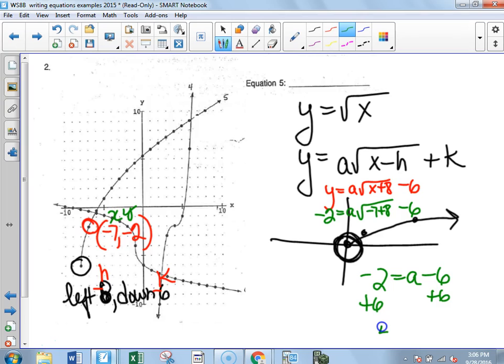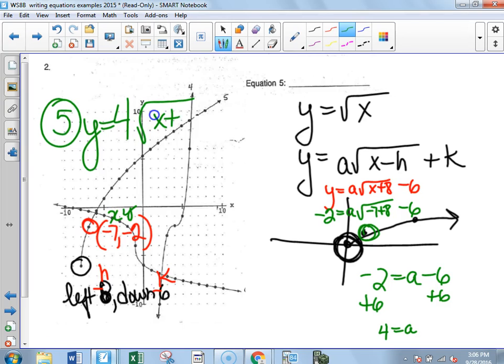Couldn't you just do it like the point? That point used to be 1, 1. Yes, this point right here used to go up 1 and over 1, and it went up 4 and over 1. So that's our check. So final answer, for what number are we even on? 5 is Y equals 4 square roots of X plus 8 minus 6.